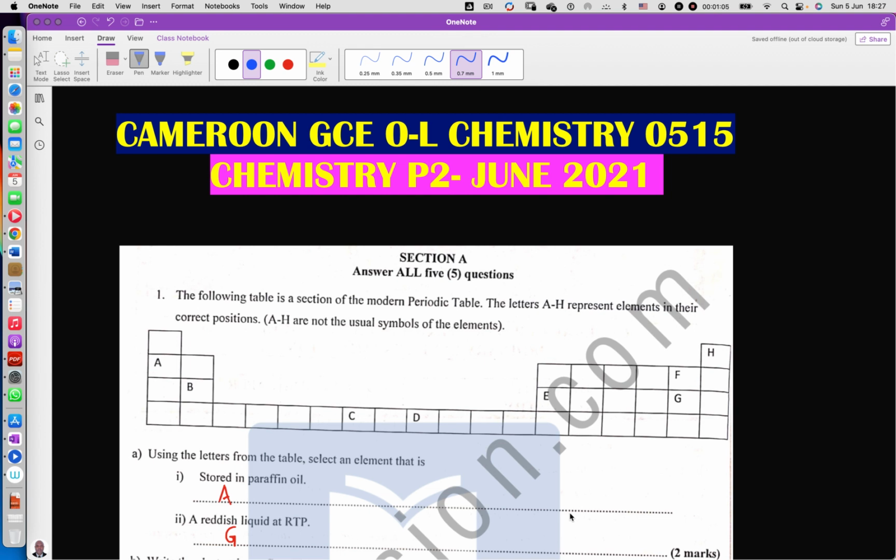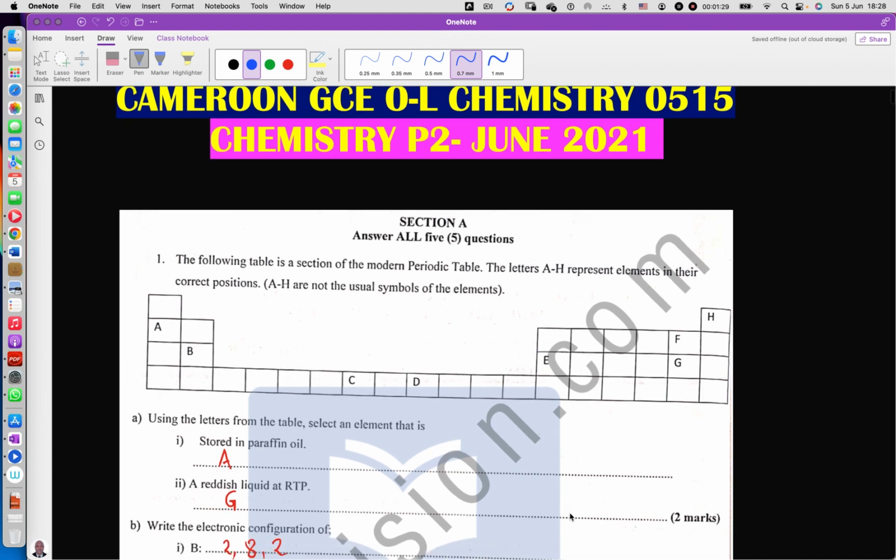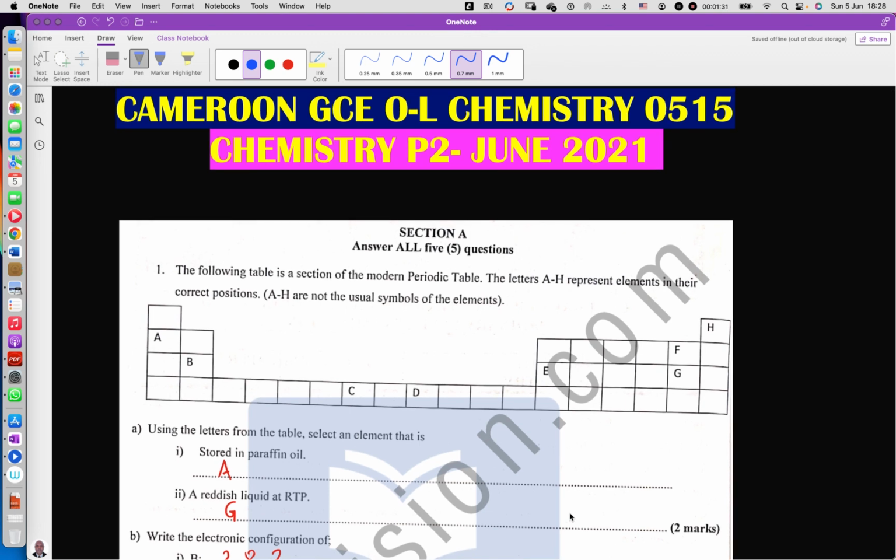Let's start straight away. Question number 1. The following table is a section of the modern periodic table. The letters A to H represent elements in their correct position. A to H are not the usual symbols for the elements. Yeah, that is the periodic table: A, B, C, D, E, F, G, H.